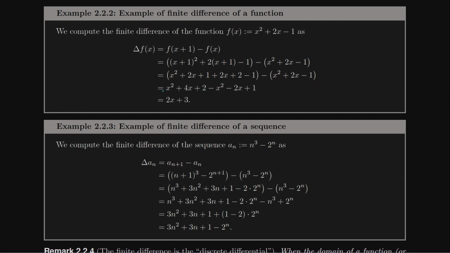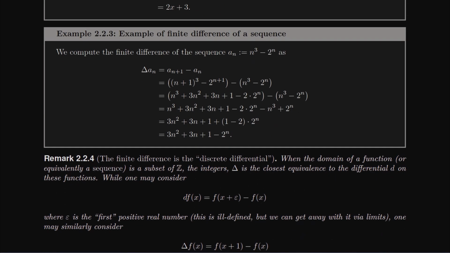And then one more round of cancellation, cancel the x's. 4x minus 2x gives me 2x, plus 2 plus 1 gives me plus 3. You actually see out of the finite difference what would happen if we took a derivative of this. We would actually get 2x plus 2. So this is really close to the derivative. We're getting 2x plus 3 instead, but in some ways it really is an approximation to the derivative.